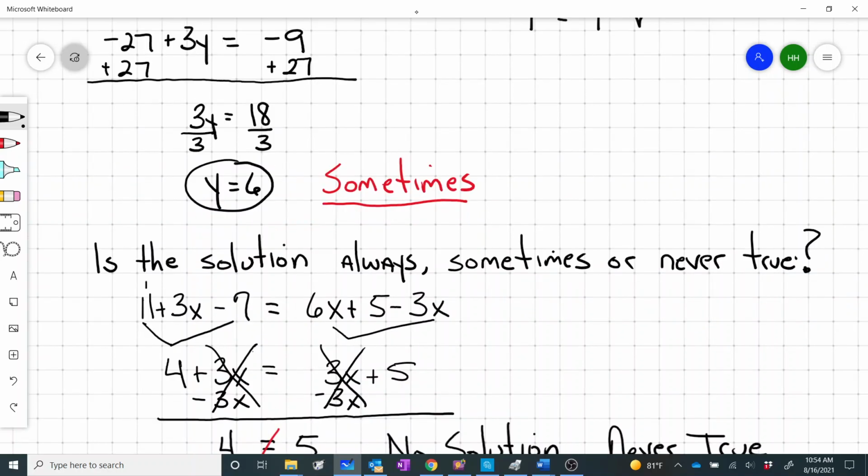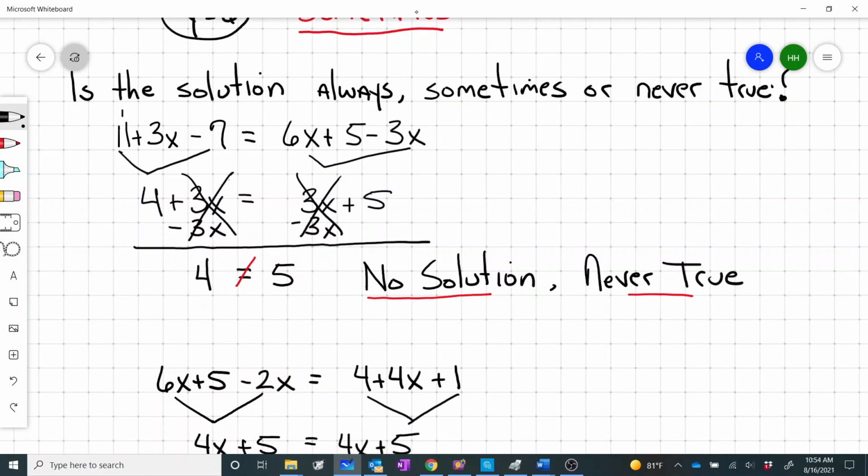If you work through your problem and there's no solution to it because your variables cancel out and you get two numbers that don't equal each other, all right, then that solution is never going to be true.